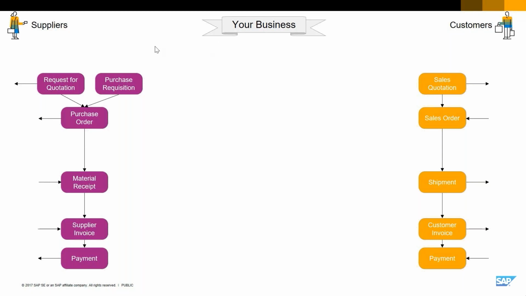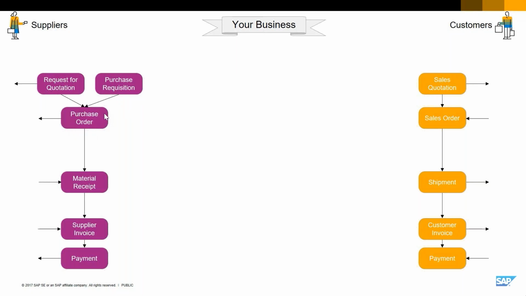From suppliers, you will purchase raw materials. I'll explain this process in detail. And with the customers, you will sell the goods that you have manufactured. When it comes to the purchase of raw material, you have all these options. You can request a quotation from the vendors for purchasing raw materials. Once you receive the quotation, you can give the purchase requisition, or you can directly create the purchase order and give it to the vendor.